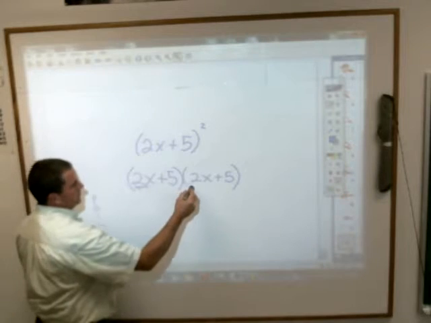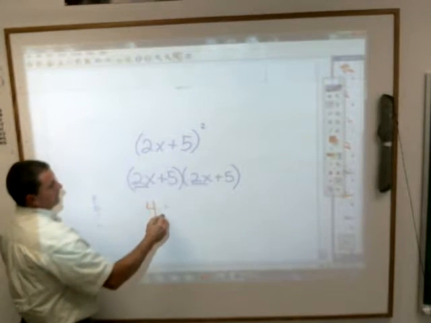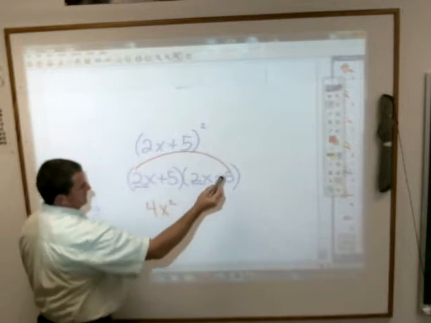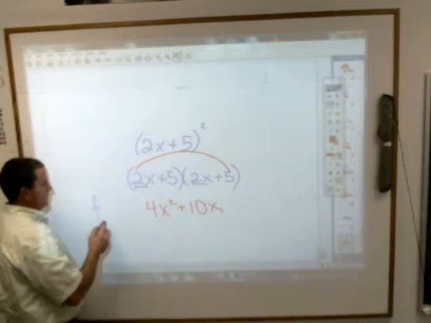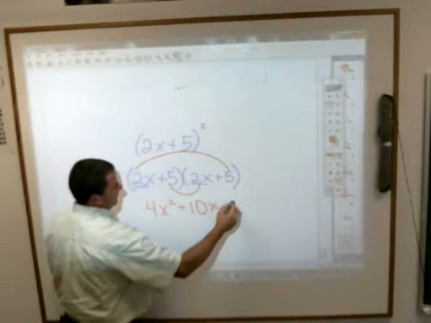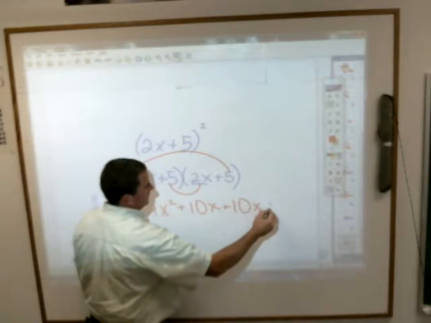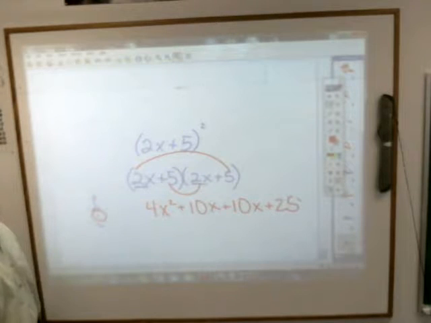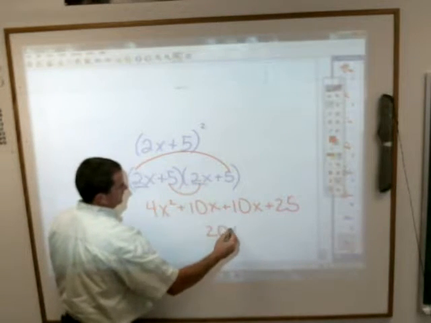What do you get for the first terms? 2x times 2x is 4x squared. The two outside terms, 2x times 5, is 10x. The two inside terms, 5 times 2x, is 10x. And the two last terms, 5 times 5, is 25. Most of you had the 4x squared and the 25. You were just missing the middle term, which is 20x when you combine them.